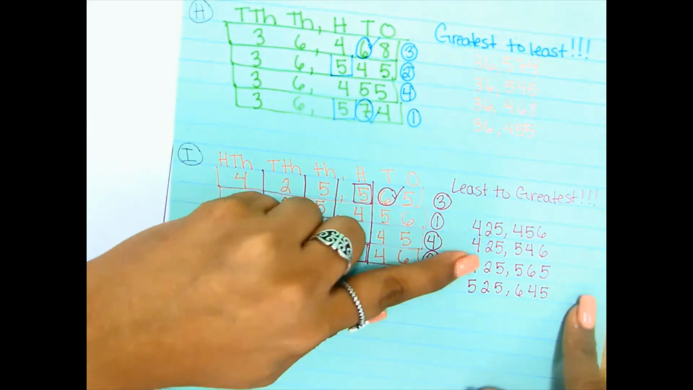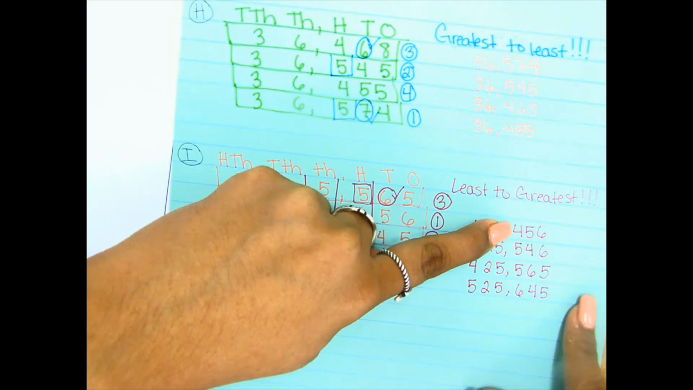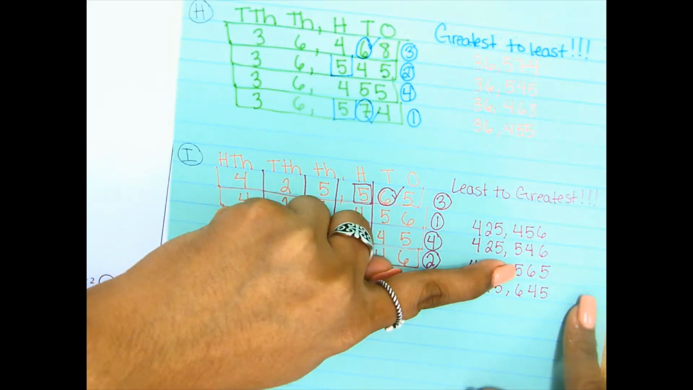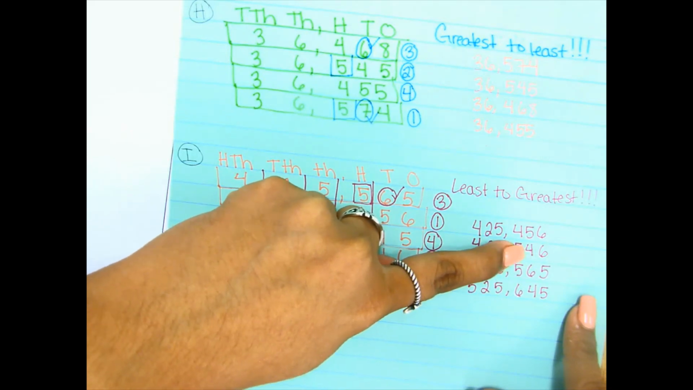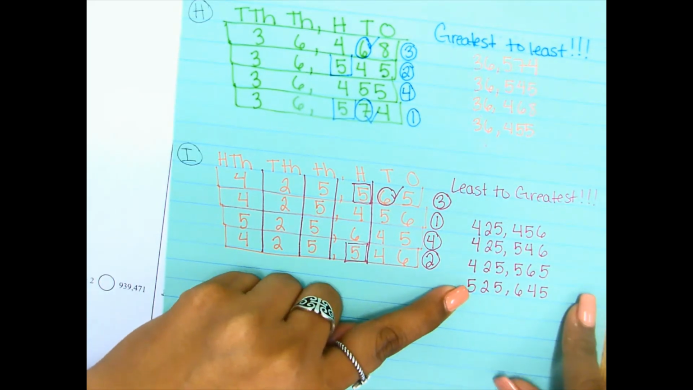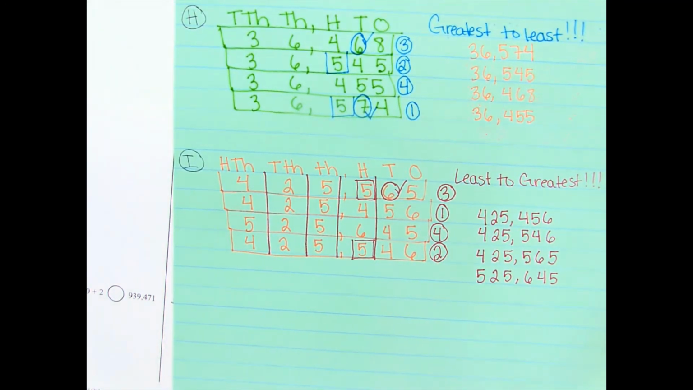425, 425, 425. Let's go to our next period. 4. Okay, so that's our least. Then we have 5 and 5. We go to the next one, we have 4, 6. This is less than that one. And this one is our greatest. So we have ordered these numbers from least to greatest.